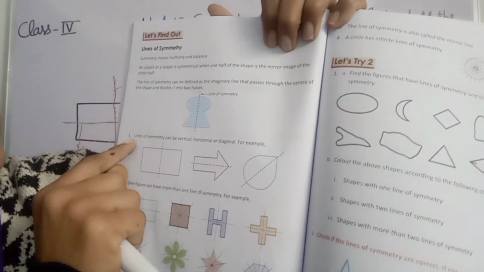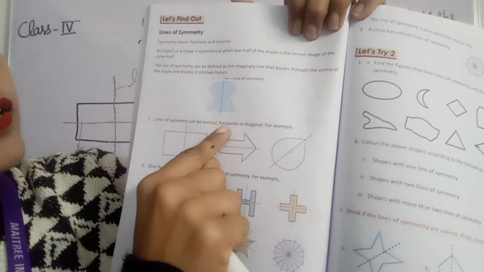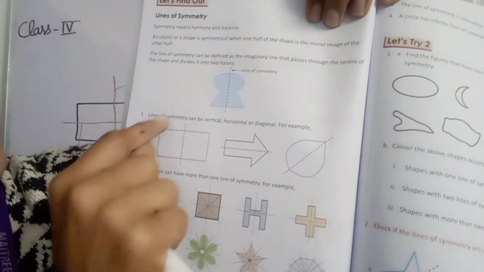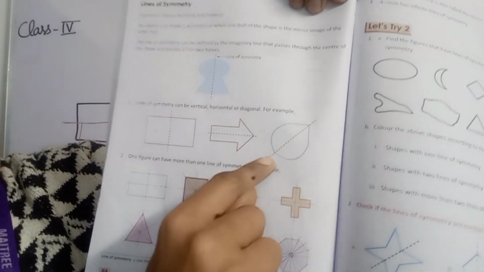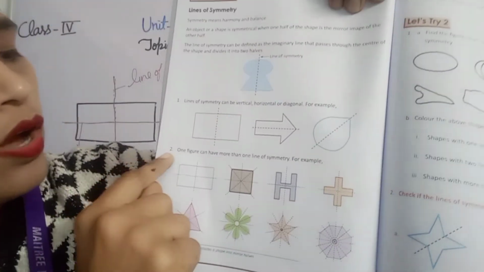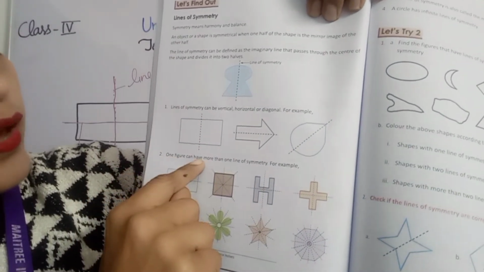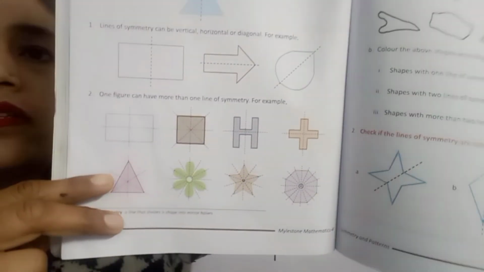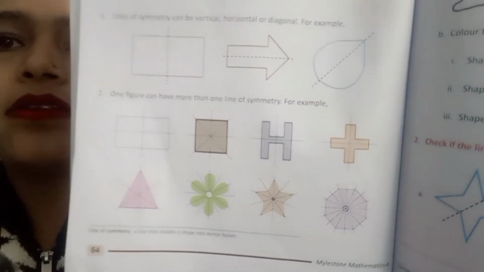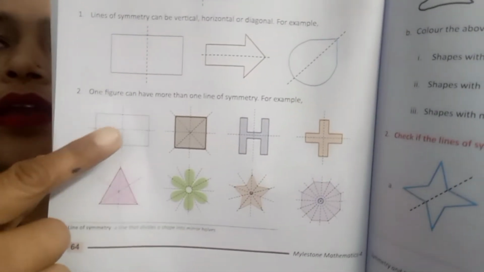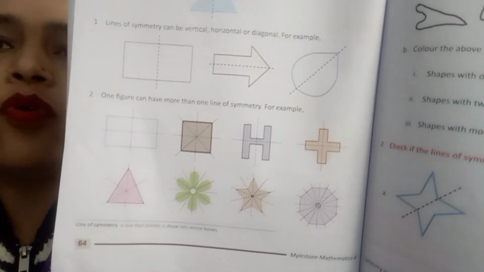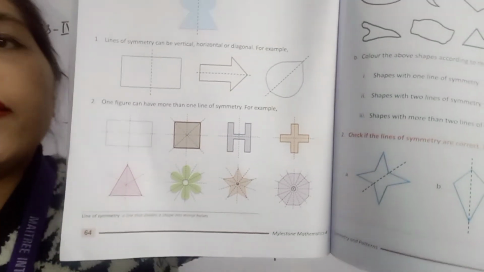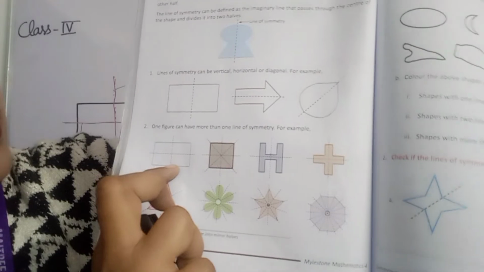Now, line of symmetry. Look here, a line of symmetry can be vertical, horizontal or diagonal. It can be in any direction. Now, one figure can have more than one line of symmetry. It means it's not fixed that it has only one line of symmetry. It can have 2, 3, 4, 5, 6 or many lines of symmetry like this.